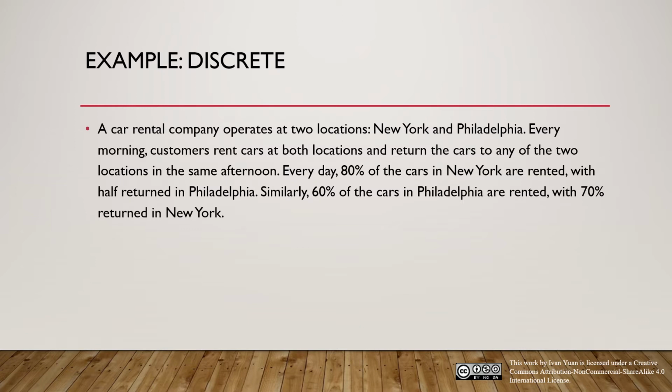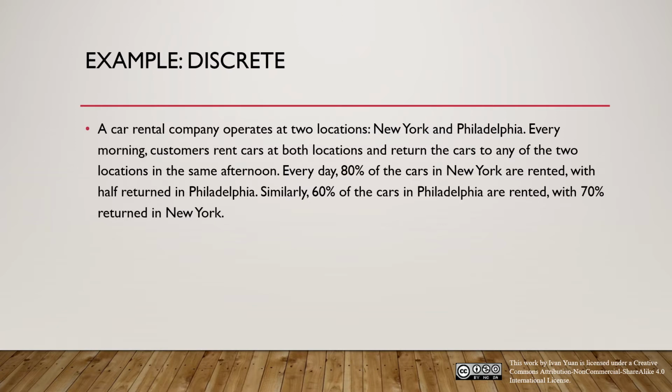Now, let's look at an example of a discrete dynamical system. We have a car rental company in two locations, New York and Philadelphia. In the morning, customers rent cars at both locations and return the same afternoon. This means that we can treat it as a discrete system because the change in the number of cars the rental company has in each of its two branches only occurs in the unit of days.